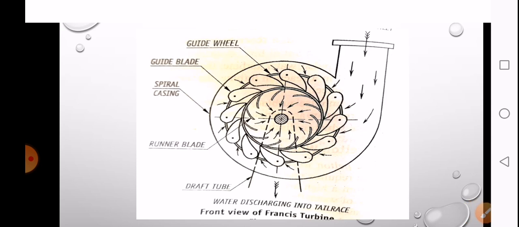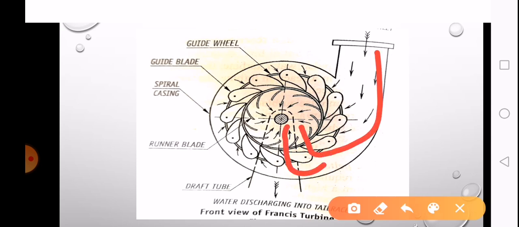Suppose the casing and the circumferential wheel are concentric to each other, it may so happen that all the water which is entering through the turbine will flow into the blades here only, and here there will be absolutely no water at all, which will create a kind of cavitation, or it may lead to a void.